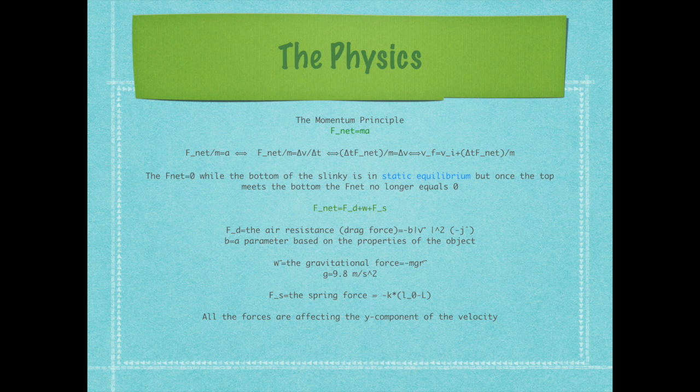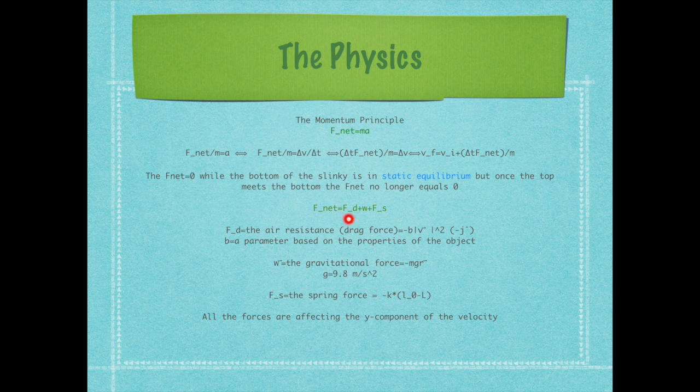The physics. In this lab, we're going to be using the momentum principle, which is F net equals mass times acceleration. That can be rewritten as the velocity final equals velocity initial plus delta t times F net divided by mass, which can then be used as P final equals P initial plus the average velocity times change in time. For this lab, the F net will equal 0 while the bottom of the slinky is in static equilibrium. But once the top meets the bottom, the F net no longer equals 0.